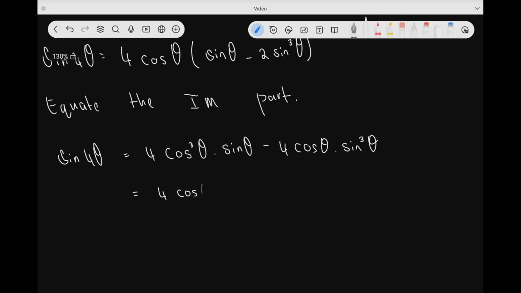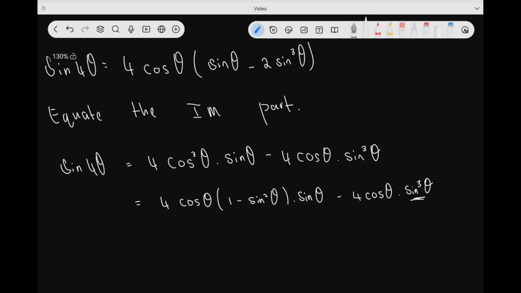So it's going to be 1 cosine times 1 minus sine squared theta times sine theta, minus 4 cosine theta times sine cubed theta. So the cube we want to leave, right? Because we need a sine cube. We can clearly see that. We need some sine cube. So that's fine.